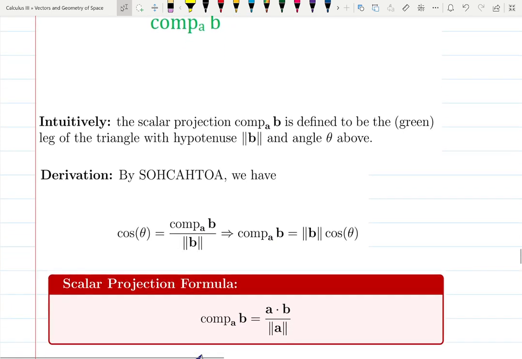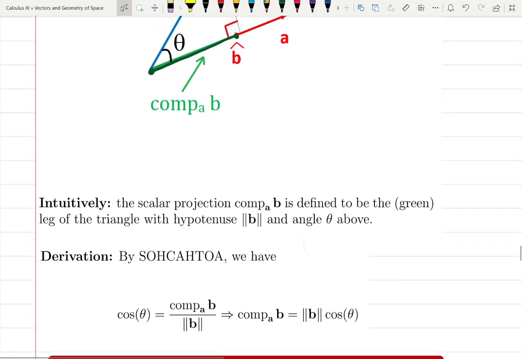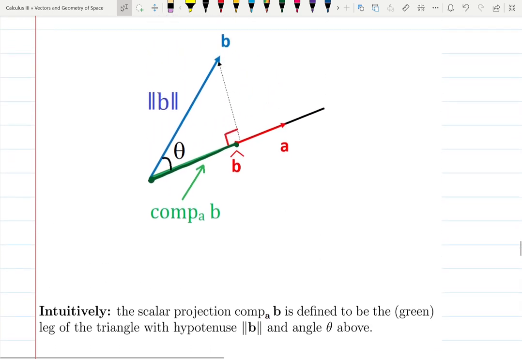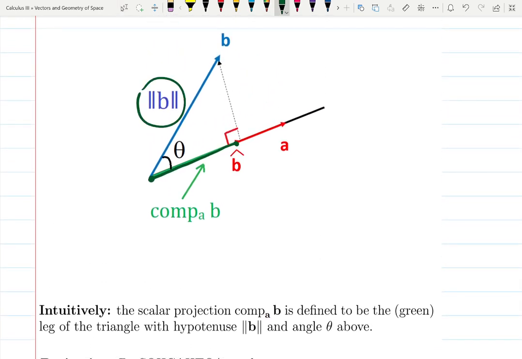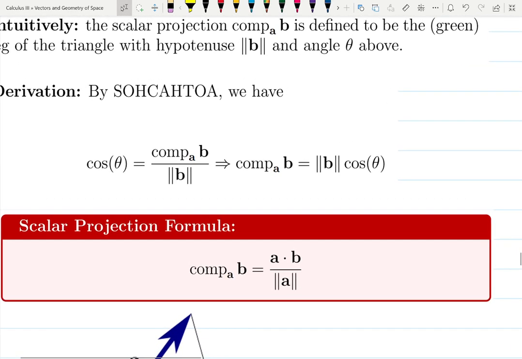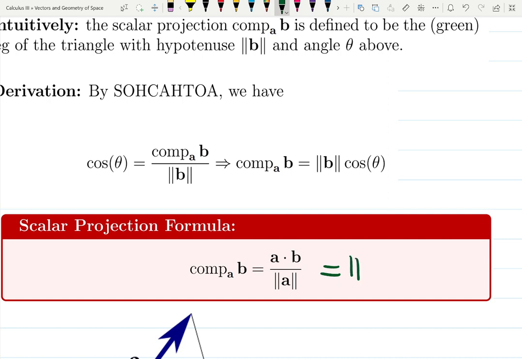Intuitively, the scalar projection, in the green, is just a leg of a triangle with hypotenuse the size of B. So we don't care about direction, just the size of B and angle theta. And that's why more trigonometric functions show up. There are two formulas here. Scalar projection is either size of B times cosine theta, or there are ways to fix it and get rid of cosine of theta. It's just the dot product of A times B over the size of A.